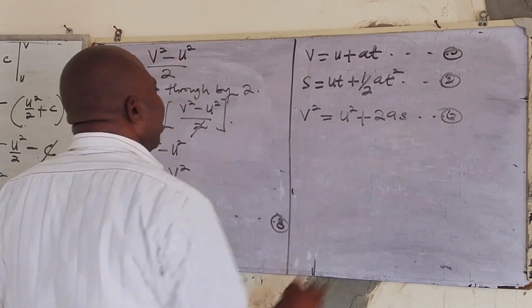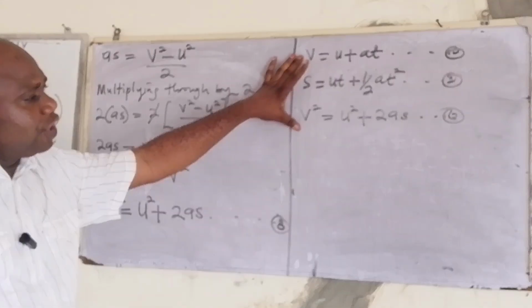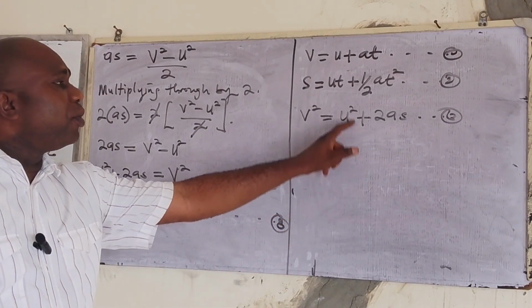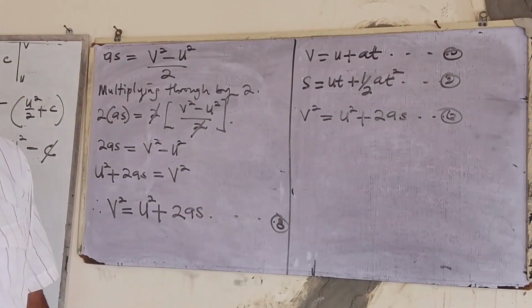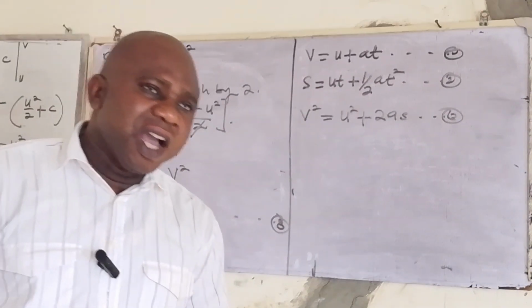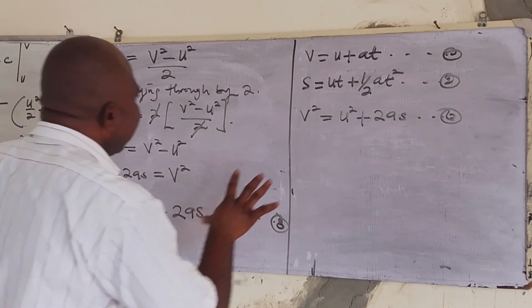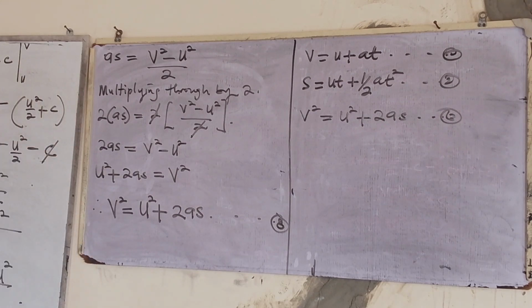Yes, that's equation 3. Now, this is actually when the body starts from rest, when the body is accelerating. If the body is coming to rest, it means all the positive signs will change to negative, because deceleration is negative acceleration. Now, at this point, we are going to be looking at how to use this to solve a problem.